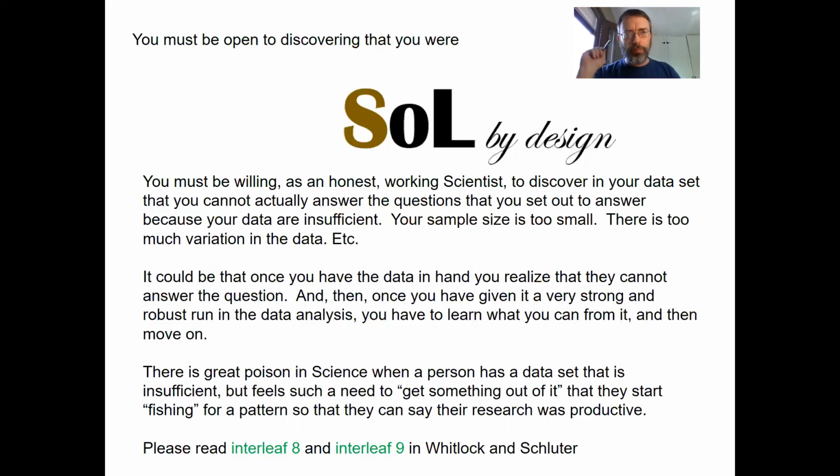There is tremendous poison in science when a person has a data set that is insufficient, but feels that they have to get something out of it. So they start fishing for patterns so that they can say their research was productive. Please read Interleaf 8 and 9 in Whitlock and Schluter to get straight on all this.